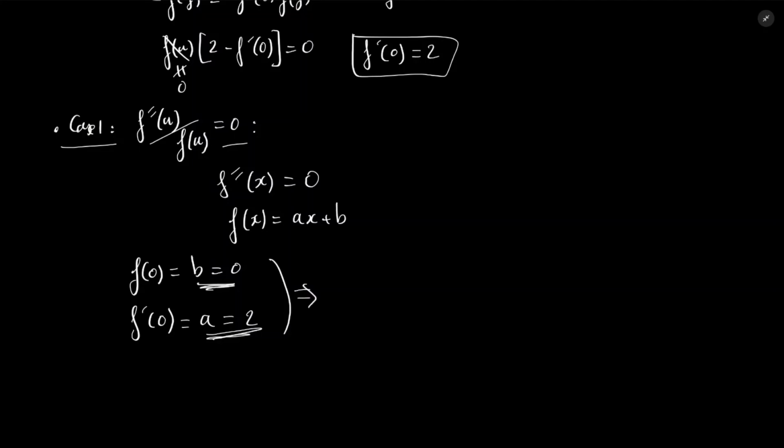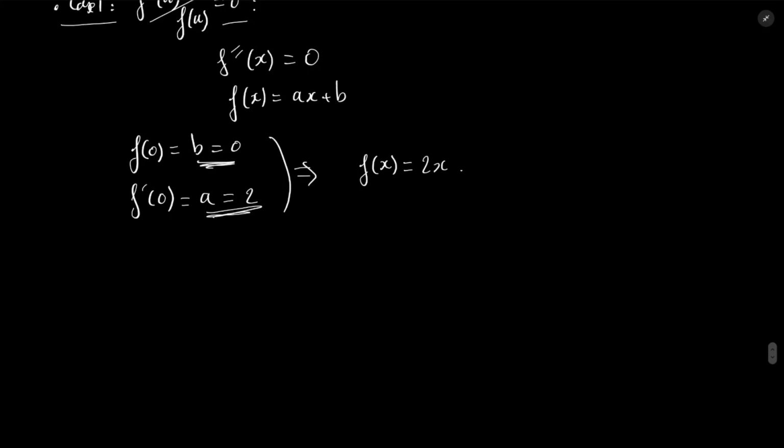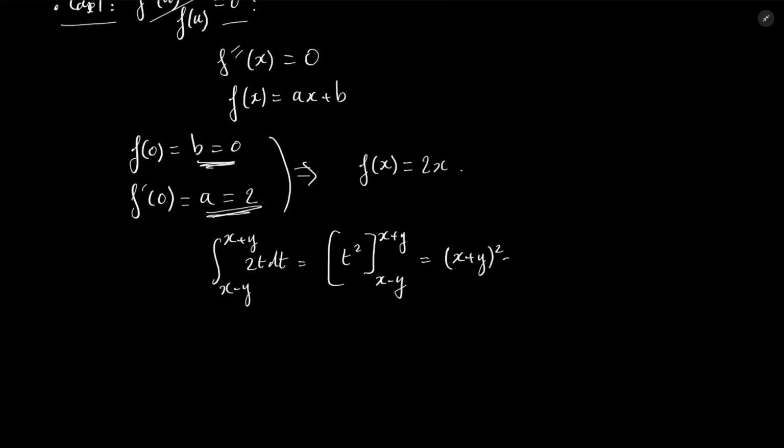So considering all of that, we can write that f of x is exactly equal to 2x, and we can check that to see if it actually works. So let's take the integral from x minus y to x plus y of 2t dt. This is equal to t squared from x minus y to x plus y. So this is equal to (x plus y) squared minus (x minus y) squared.